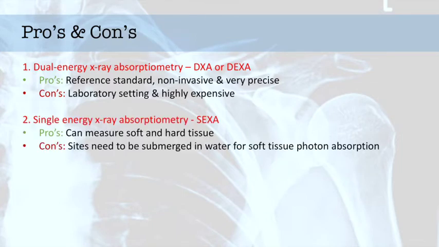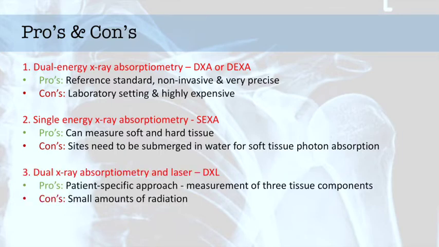DEXA is similar to DXA in that it uses a single energy X-ray. Pros include the ability to measure both soft and hard tissue. A disadvantage of this technique is that the peripheral sites undergoing soft tissue examination need to be submerged. An advantage of DXL is the measurement of three tissue components, providing a better understanding of the patient. This laser approach enables a more patient-specific approach.